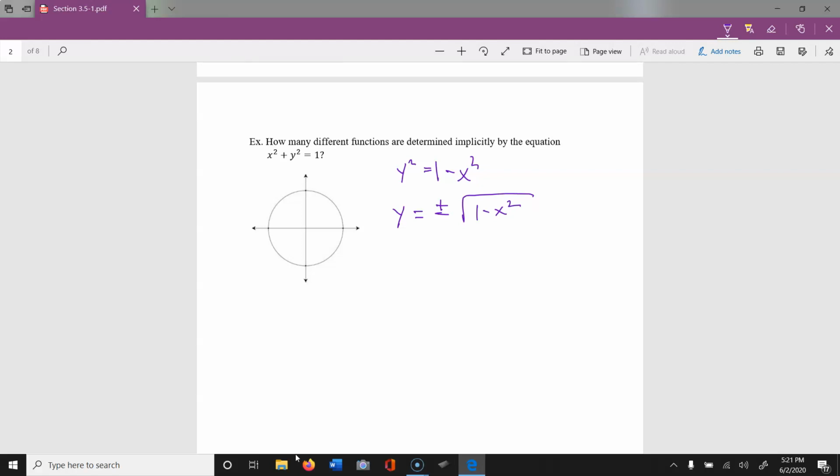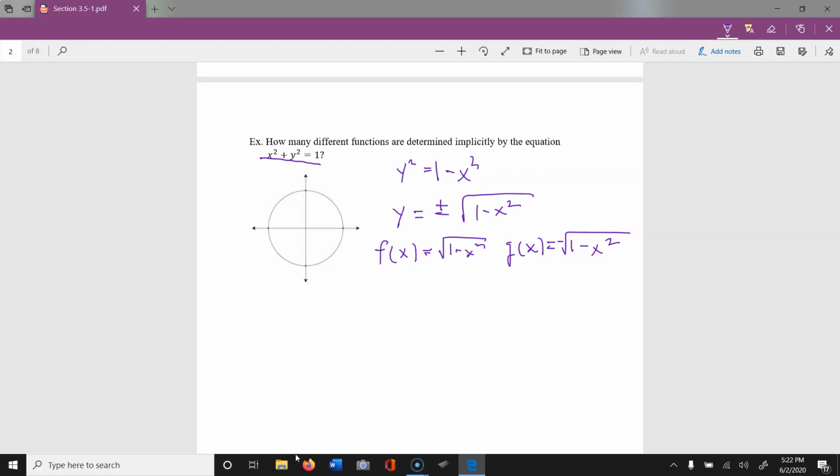So in other words, I was able to produce what? Two functions here. One function f is the square root of 1 minus x squared. And then the other function here, g, is the negative square root of 1 minus x squared. So in other words, f and g are determined implicitly by the equation. Because if I substitute either function into this equation here, what do you get? You get an identity. Okay?